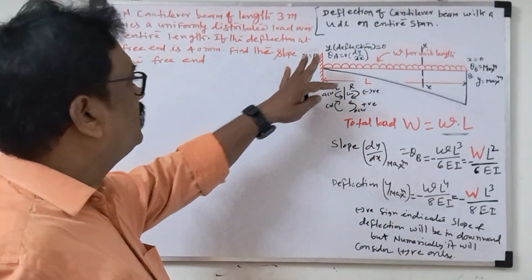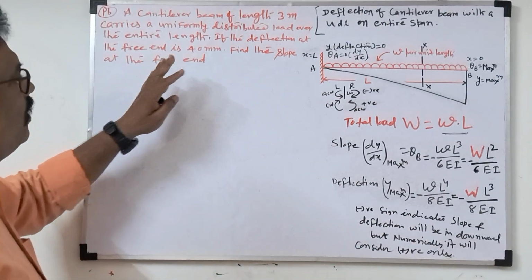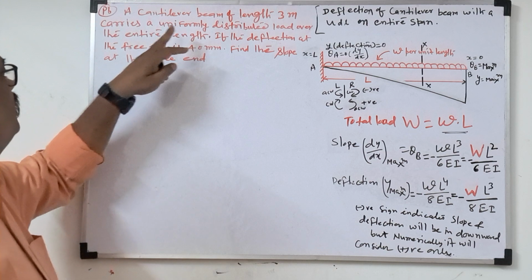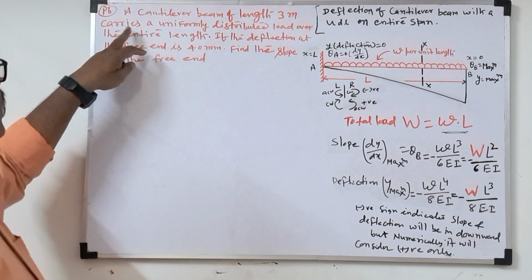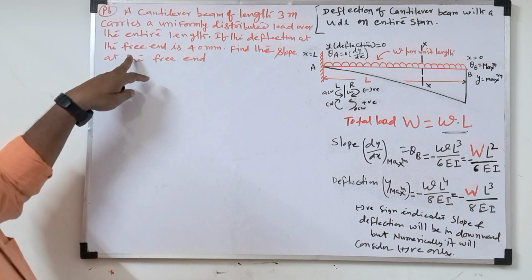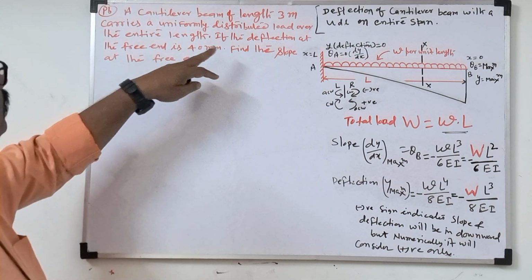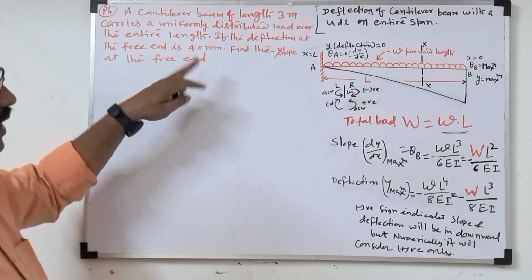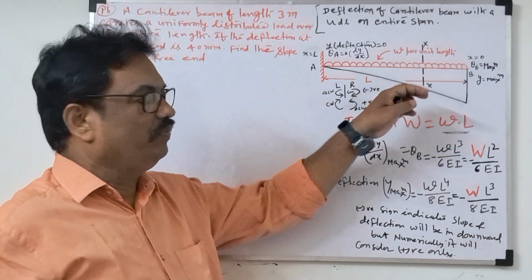Today I am going to discuss the deflection of beam problem. So what is the problem given here? A cantilever beam of length 3 meters carries a uniformly distributed load over the entire length. If the deflection at the free end is 40 mm, find the slope at the free end. So these diagrams we already drew here.